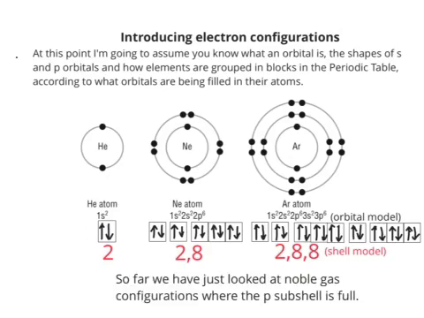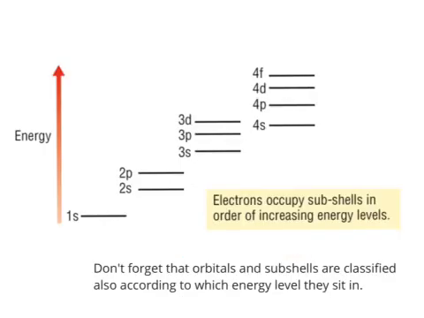So far we've just looked at noble gas configurations where the p subshell is full. Let's look at some other ones where it's not. But before we do that, it's also worth remembering that orbitals and subshells are classified according to which energy level they sit in. So an energy level can be taken to mean a shell.